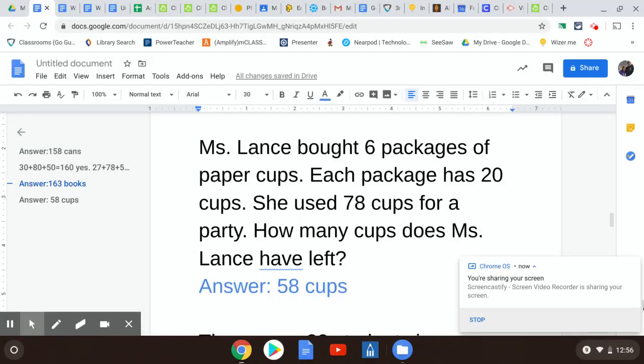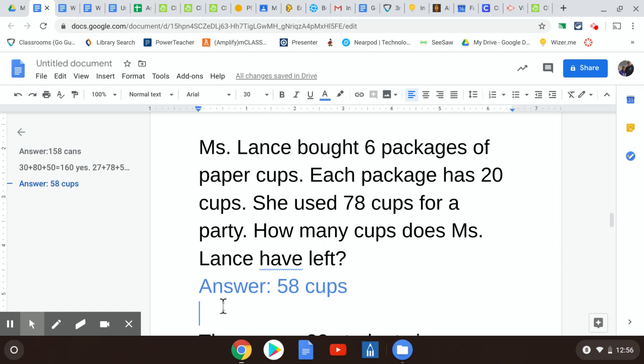The second part of our lesson today. So question number 13, you should have done it already. It says Miss Lance bought 6 packages of paper cups. Each package has 20 cups. She used 78 cups for a party. How many cups does Miss Lance have left?